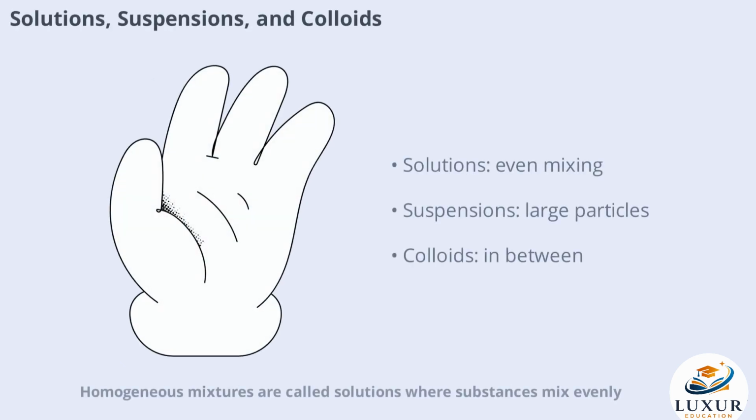Homogeneous mixtures are called solutions, where substances mix evenly like salt and water. Heterogeneous mixtures like sand and water are called suspensions, where particles are large enough to settle out. Colloids like milk are in between. The particles are bigger than in a solution but smaller than in a suspension, so they stay evenly distributed without settling. Understanding these types helps us identify and work with different mixtures.